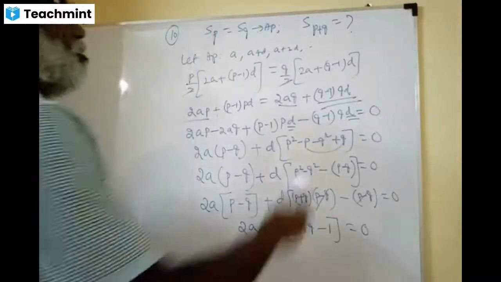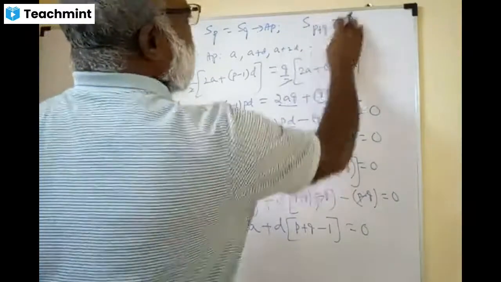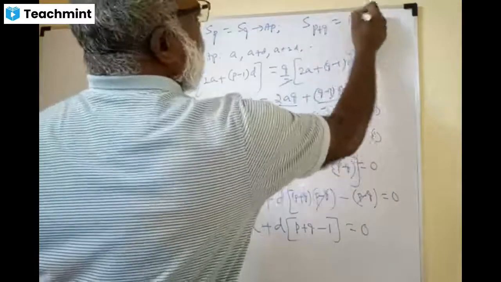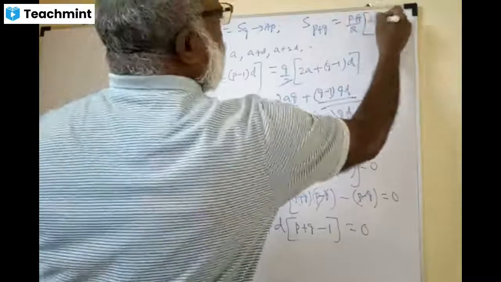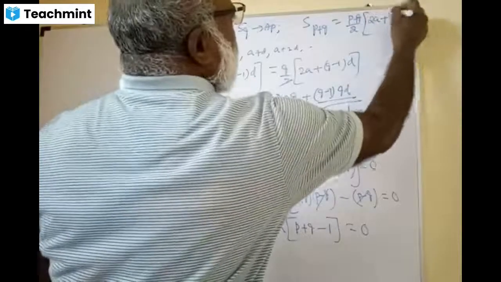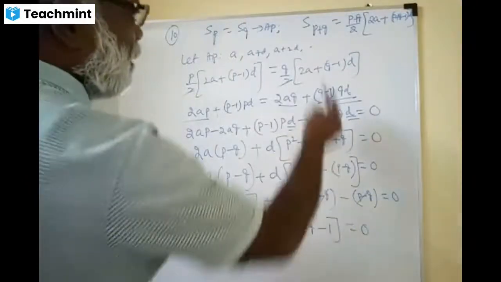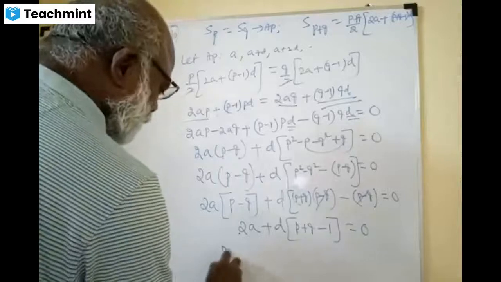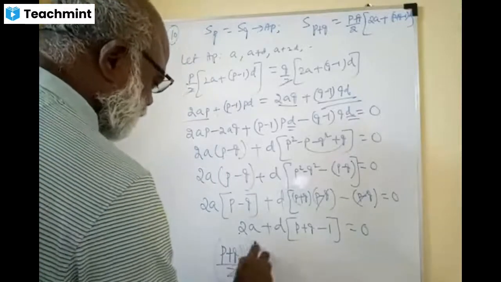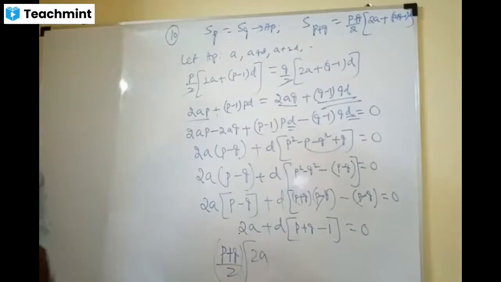Now friends, you are asked to find out what is S of P plus Q. What is the formula for S of P plus Q? P plus Q by 2 into 2A plus P plus Q minus 1 into D, right? Everything is here, except P plus Q by 2. Now multiply with P plus Q by 2 on both the sides. Are you able to see it? Yes, sir.